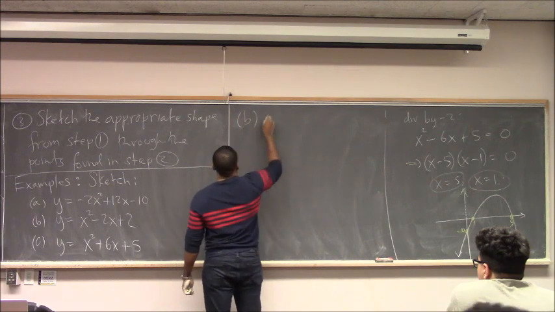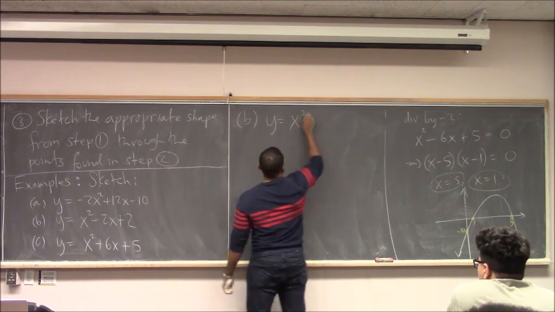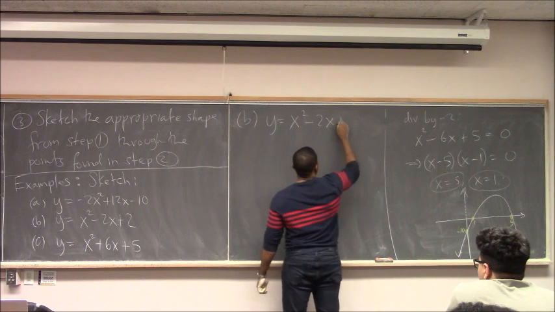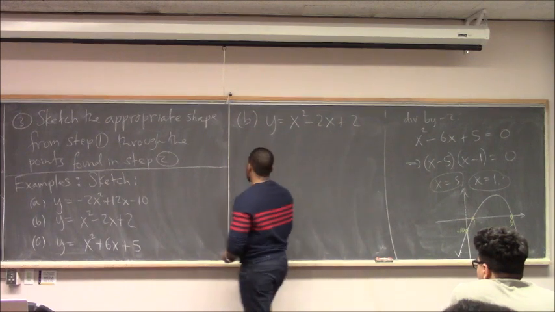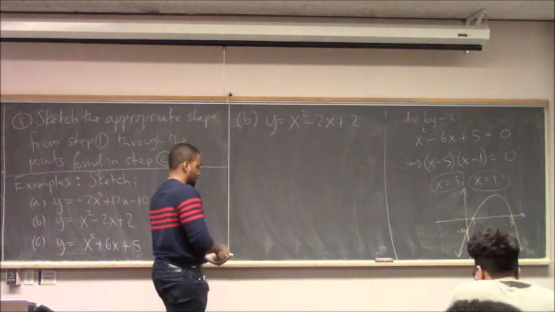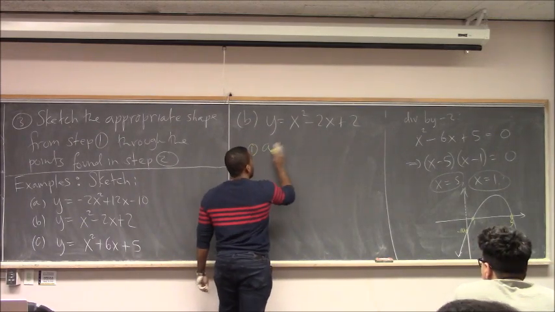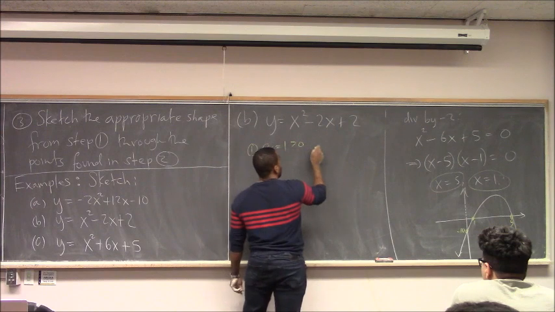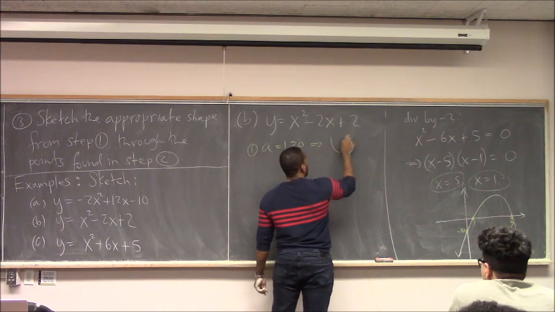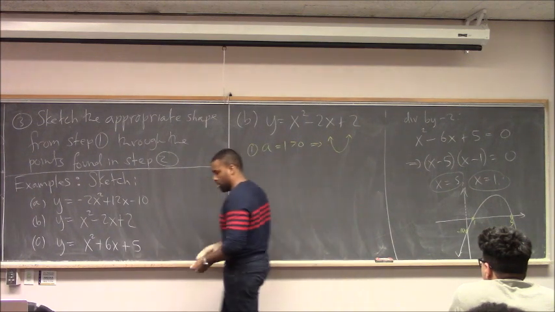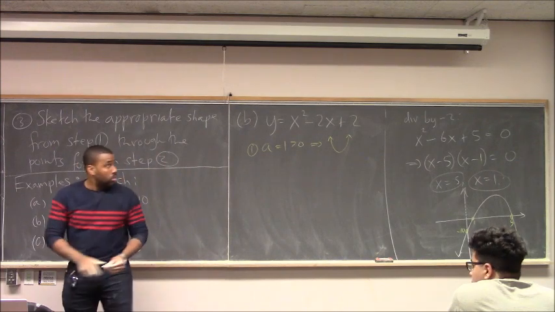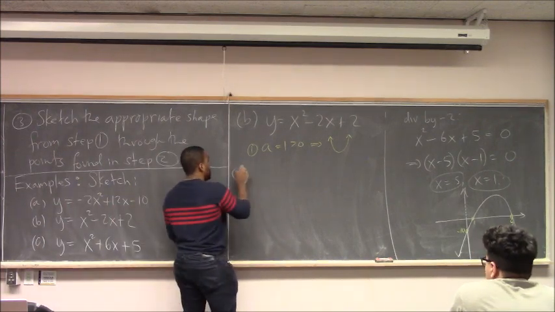In B, I would have y equals x squared minus 2x plus 2. First thing I would notice here is my a equals 1, which is greater than 0. So that means the shape is going to be like that. So I know that already. Next, I'm going to find the intercepts.